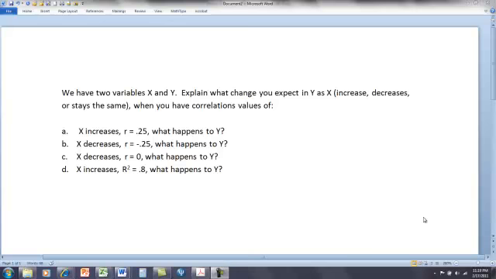All right, part D, x increases, the r squared equals 0.8, what happens to y? Well, here, y is going to change. We expect that an increase in x is going to result in a change in y, and a pretty strong change in y. But we can't really say which way it's going to go without looking at a scatter plot to see what the relationship is, because r squared.